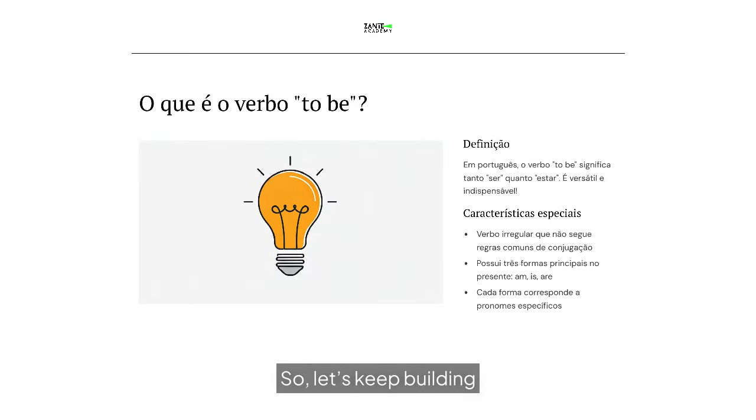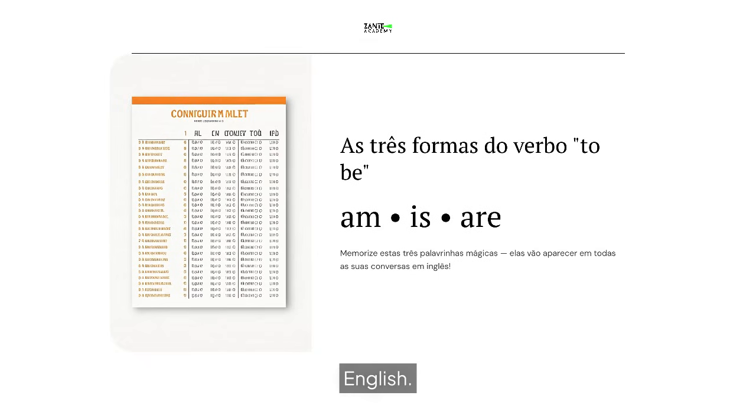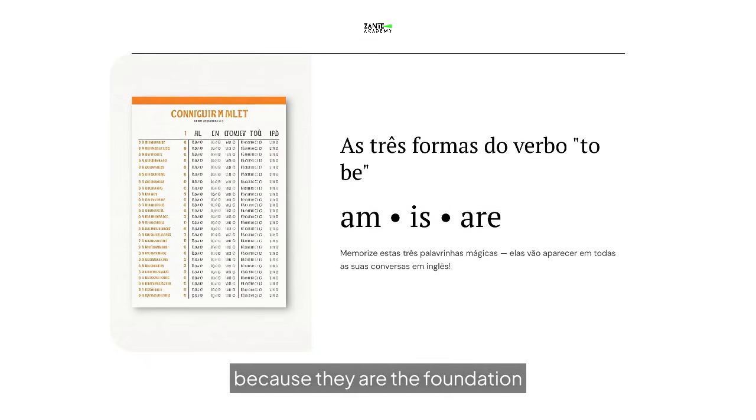So, let's keep building on this foundation and see how we can apply what we've learned in practical situations. Moving forward in our journey, let's focus on the three forms of the verb to be: am, is, and are. These three little words are indeed magical, as you will encounter them in almost every conversation you have in English. It's essential to memorize them because they are the foundation of countless sentences.